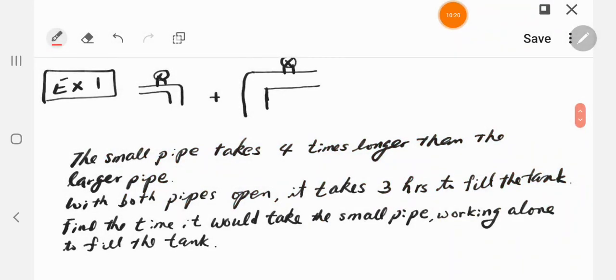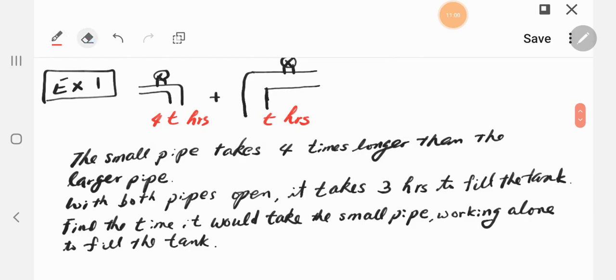Okay, example 1. There are two water pipes. One is small and one is larger. The information is this. The small water pipe takes 4 times longer than the larger pipe. So let's say the larger pipe takes T hours to fill a tank. Then if the smaller pipe works alone, it takes 4 times longer than the larger pipe. So it will be 4T hours if they work alone.